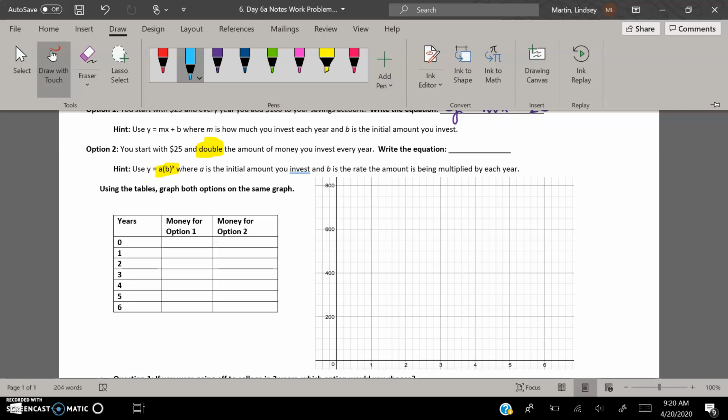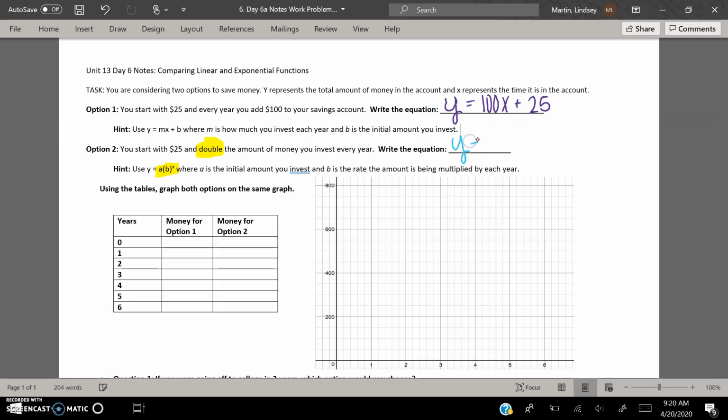To write my exponential equation, I start with my initial amount, which is A, or 25. And it's doubling every year. So 2 is the number that goes with double, and x in the exponent to make it a true exponential equation. Now we want to graph both of these on the same graph to see which one is going to suit us best.